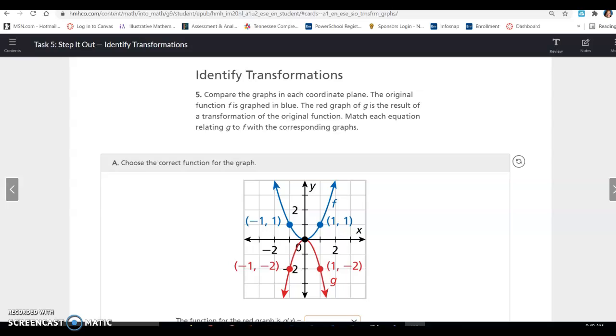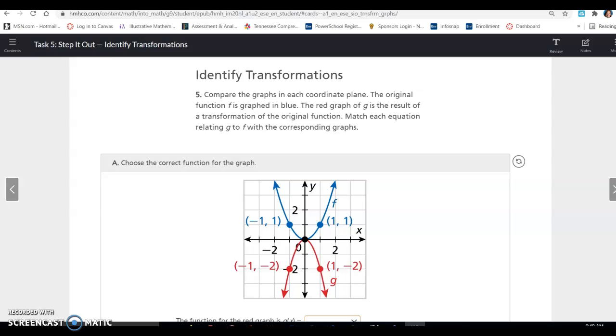All right, guys, this is lesson 5.1, task 5. That's the last task in this section. And this time we're actually just going to look at choosing the correct functions based on the graphs. So it says identify transformations. Compare the graphs in each coordinate plane.